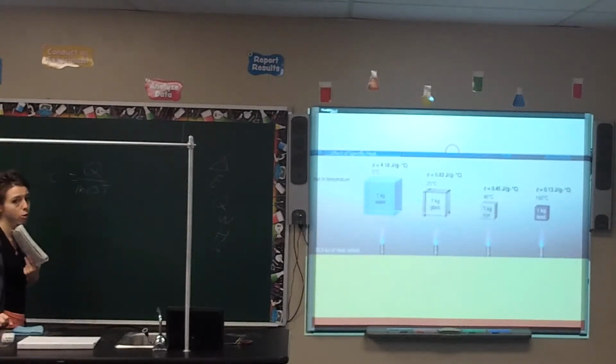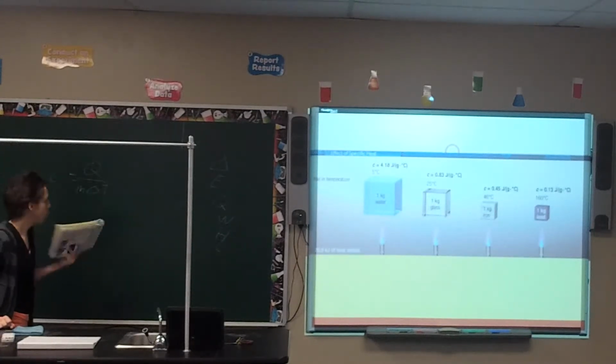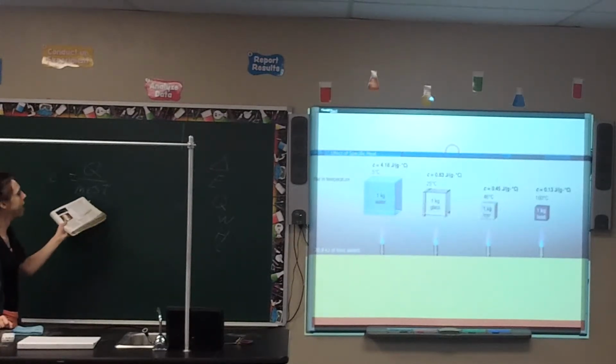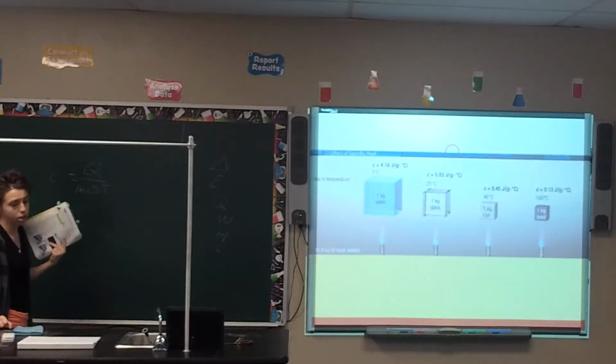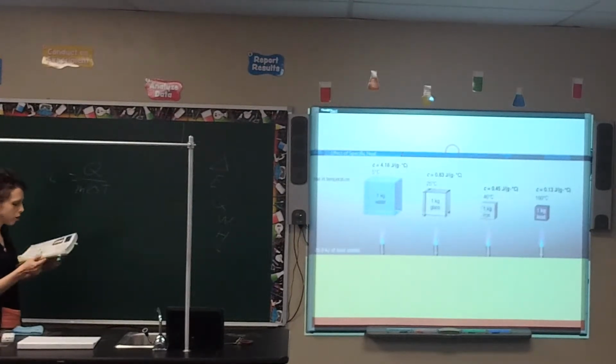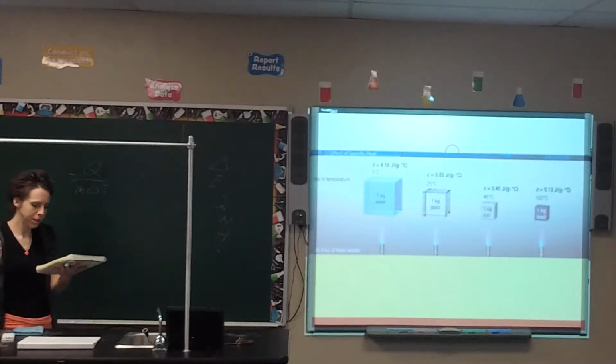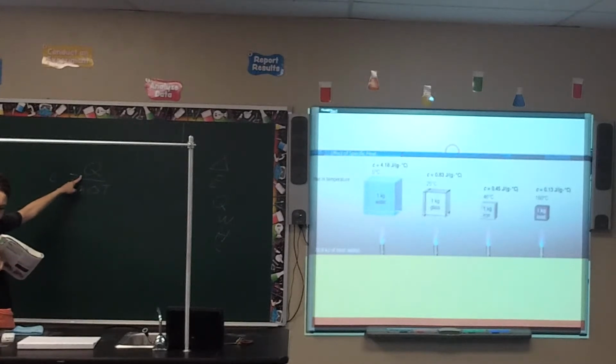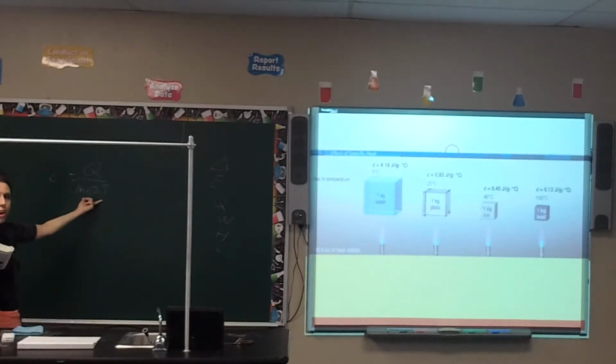Alright, what does Q stand for? Heat. What does M typically stand for? Mass. What does delta stand for? Change. What does T typically stand for? Temperature. So that's basically the definition of specific heat. It's the heat required to cause a unit rise in the temperature of a unit mass of the substance. So in order to cause the temperature to change per mass of the substance.